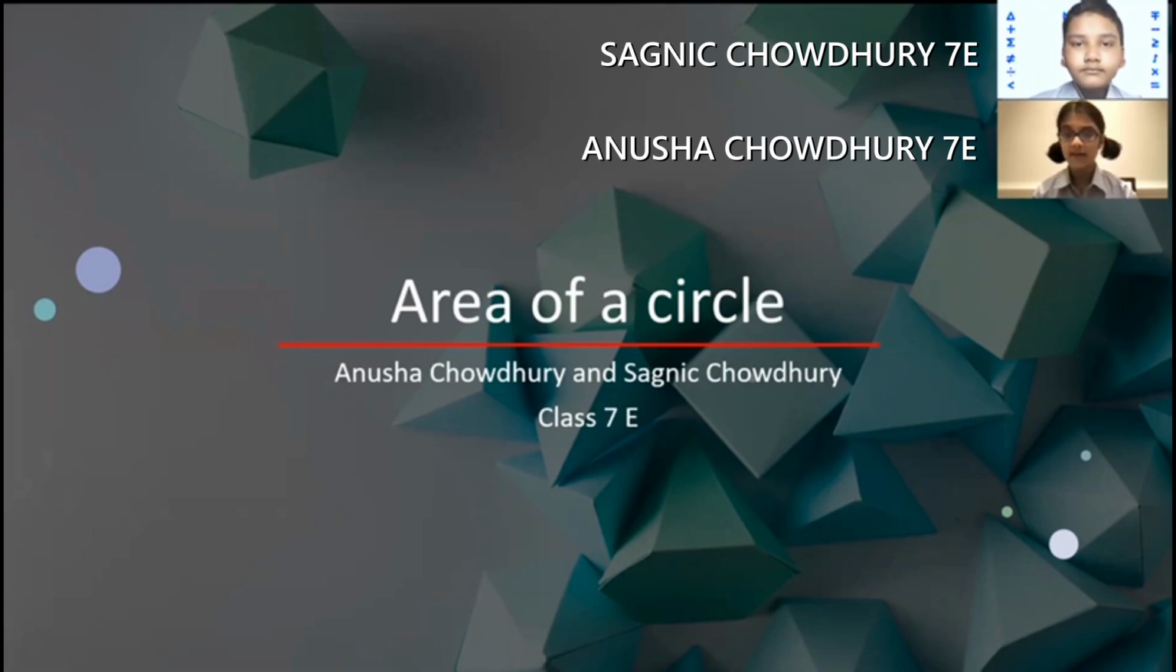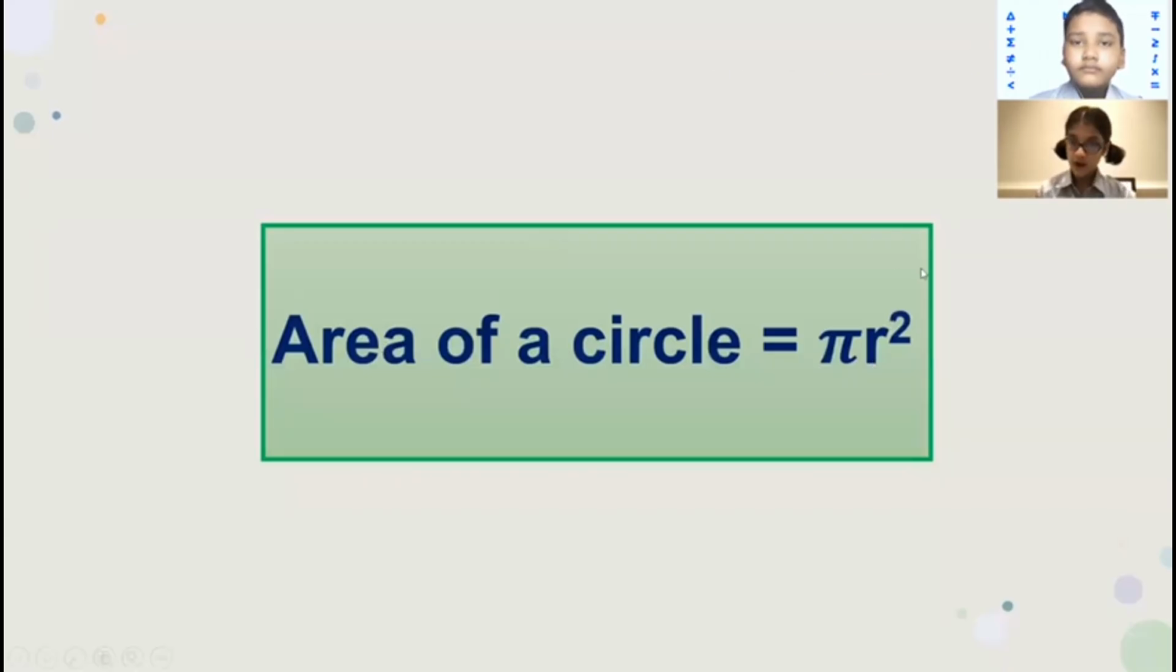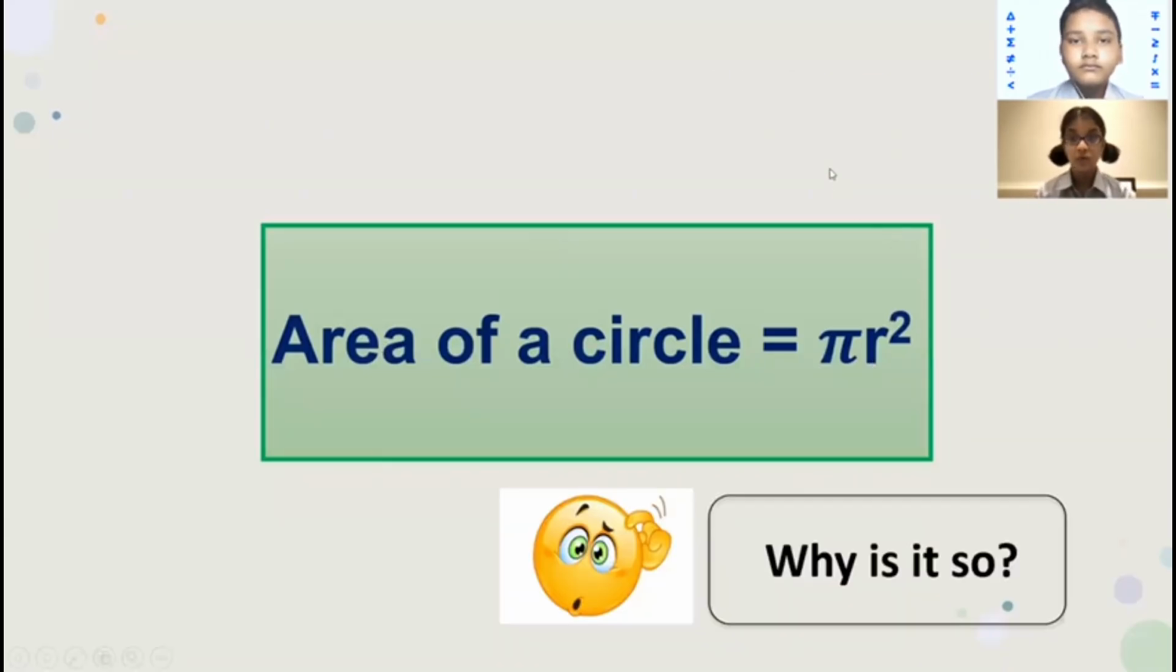What is the area of a circle? It is pi r square. But have you ever wondered why it is pi r square? In order to visualize this, let's take a circle.